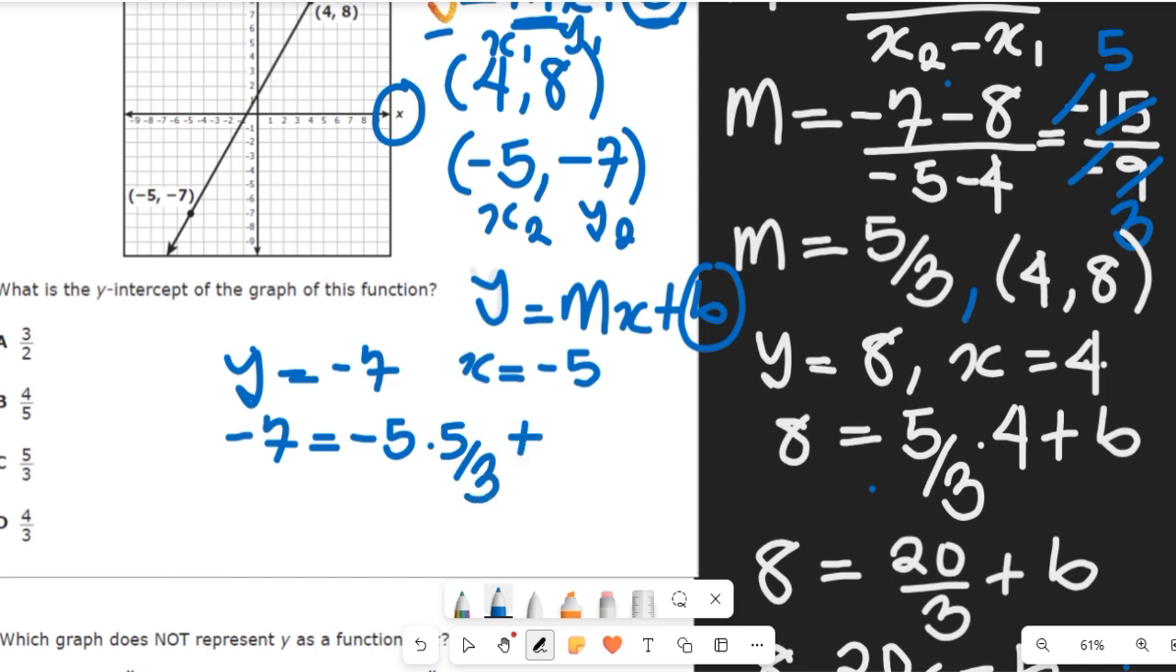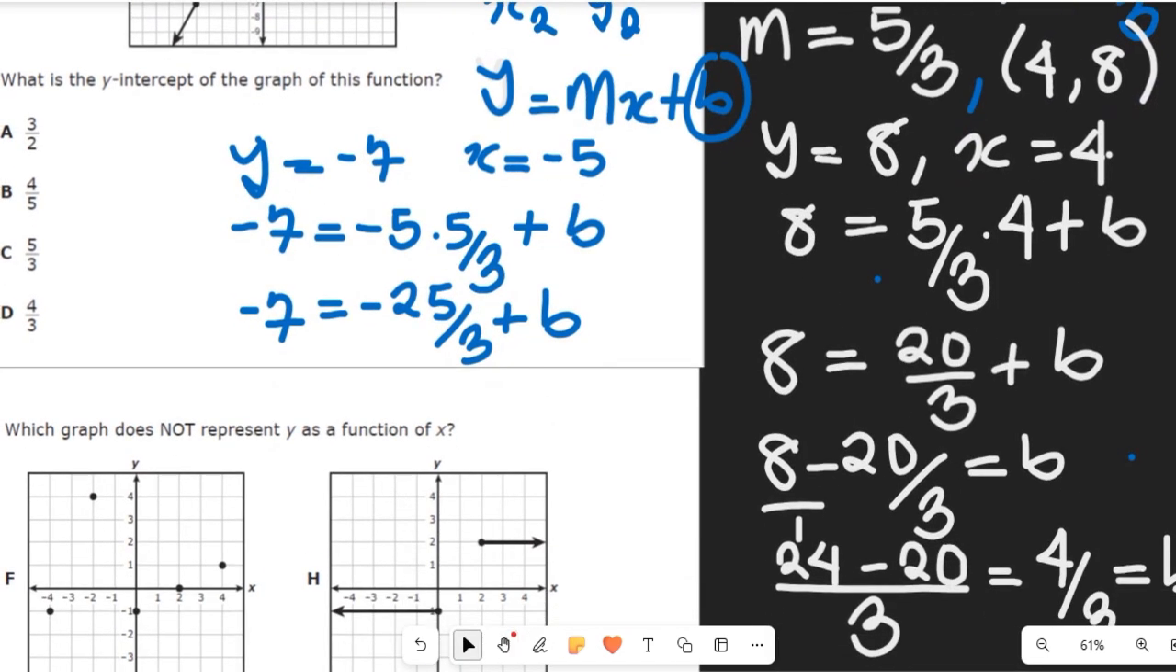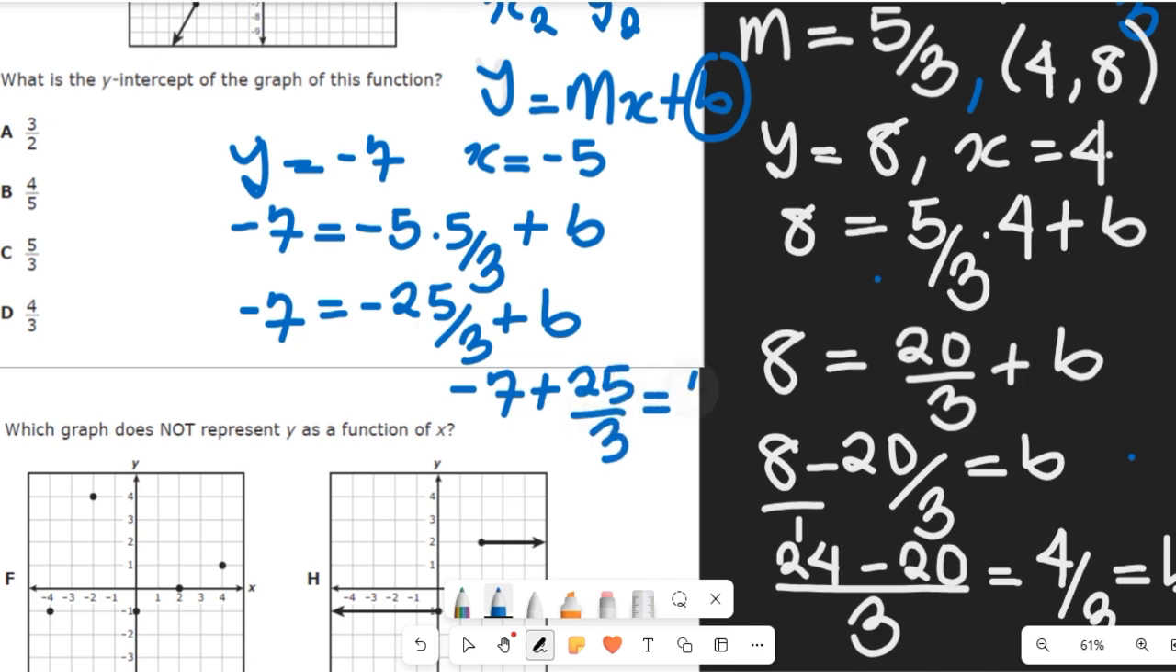and this will be plus b. So this is going to give you negative 7 equal to negative 25 divided by 3 plus b. Now if you simplify this by taking this to the other side, you're going to find out that this is going to give us negative 7 plus 25 divided by 3, and that will be the value of b.